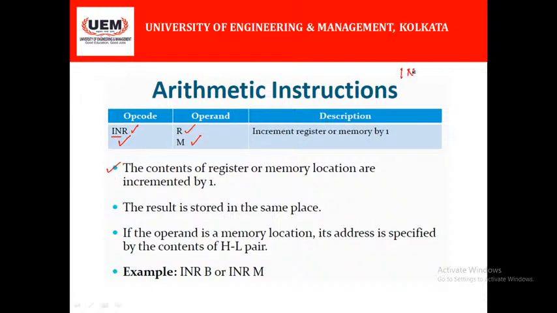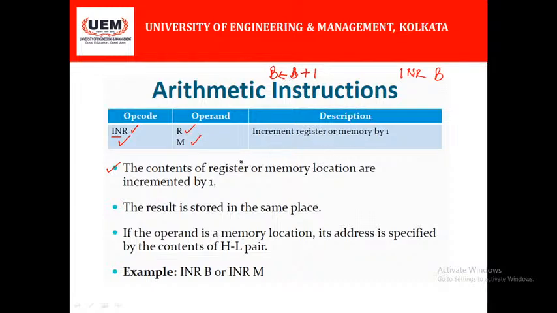Example, say INR B, then what happens? The value of the B register will be incremented by 1 and the result will be stored in B. So any register can be used in INR, but in subtraction one of the registers should be A. In addition, one of the registers should be A.